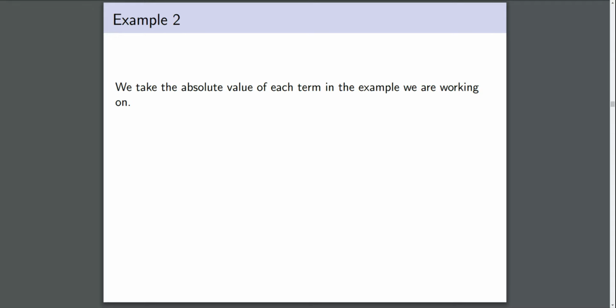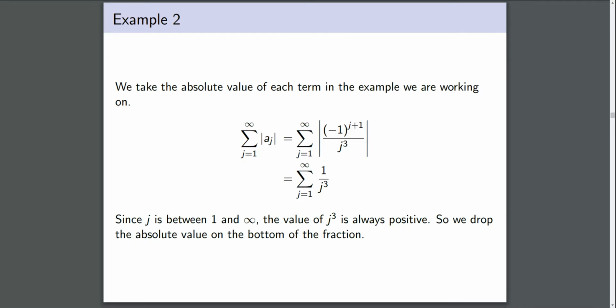Okay, so let's apply that to the example that we're looking at. I took the absolute value of my terms here, and now I'm going to simplify. For the problem we're looking at, it simplifies down to the sum of 1 over j cubed. Remember, we know from the notation on our summation symbol that j is between 1 and infinity, and so j cubed is always positive. On the top, we have a power of minus 1. When we take the absolute value of that, we always get just 1.